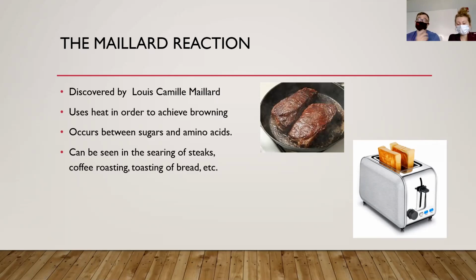We listed some examples here: searing of steaks, coffee roasting, toasting of bread. I'm sure you can probably think of other ones too that involve the transition of something going from normal to having that nice brown cooked appearance to it, and that is the Maillard reaction.